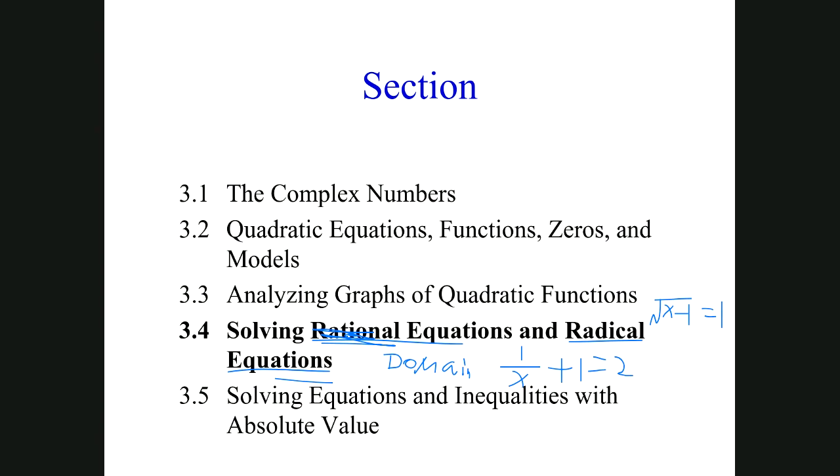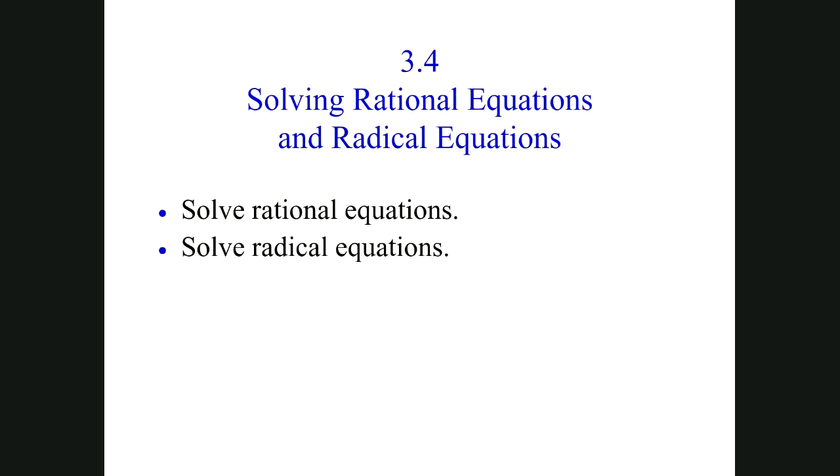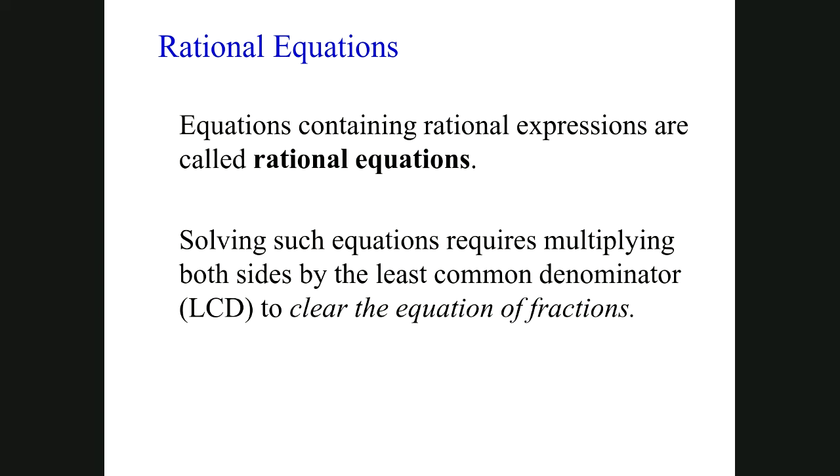For the radical equation, the expression under the square root, x minus 1, has to be greater than or equal to 0, because a radical cannot be negative. For the rational equation, when you have an x in the denominator, it cannot be 0. So we need to be able to solve these two types of equations. What is a rational equation? That means you're going to have a denominator, a fraction.